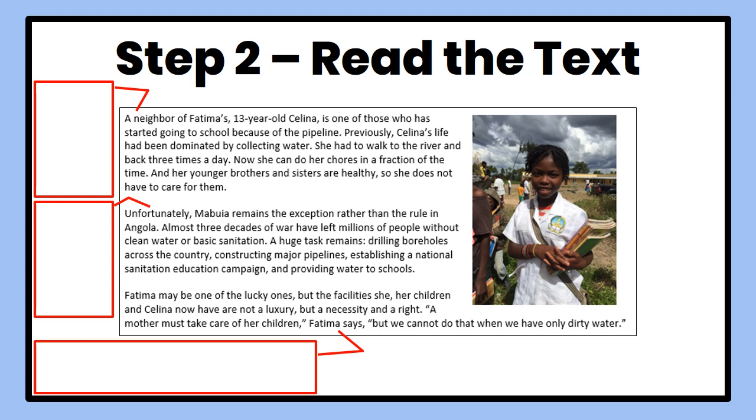Let's continue reading. A neighbor of Fatima's, 13-year-old Selena, is one of those who has started going to school because of the pipeline. Previously, Selena's life had been dominated by collecting water. She had to walk to the river and back 3 times a day. Now she can do her chores in a fraction of the time, and her younger brothers and sisters are healthy, so she does not have to care for them. What do you think this paragraph is mostly about?